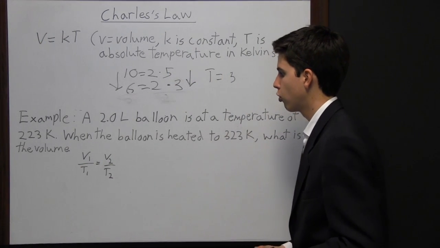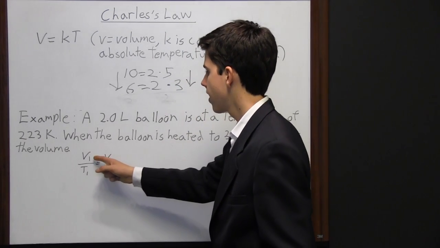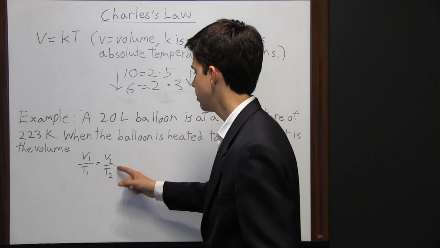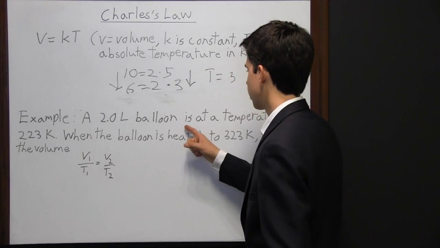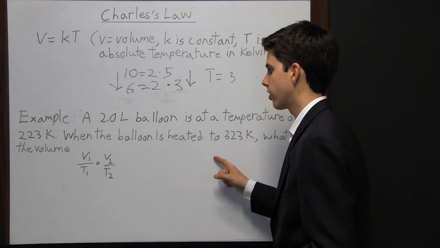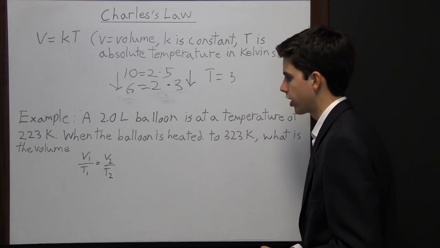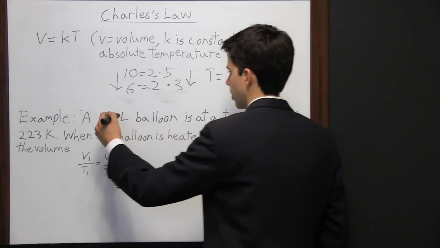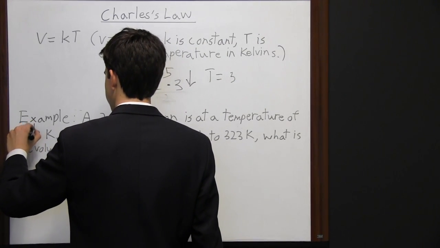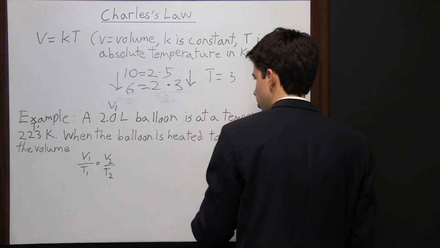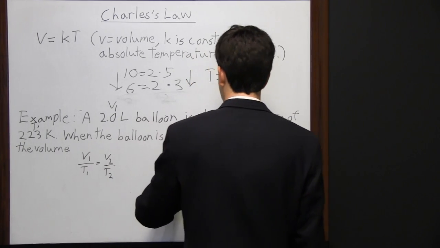Now, I want to look at a more practical application of Charles's law. We can also express Charles's law like this: V1 divided by T1 equals V2 divided by T2. Now look at this example problem. A 2.0 liter balloon is at a temperature of 223 Kelvin. When the balloon is heated to 323 Kelvin, what is the volume? So this is the first volume right here, so that's V1. It's at a temperature of 223, so that's T1. Then the balloon is heated to 323, so that's T2. And then what is the volume? So V2 is what we're looking for here.